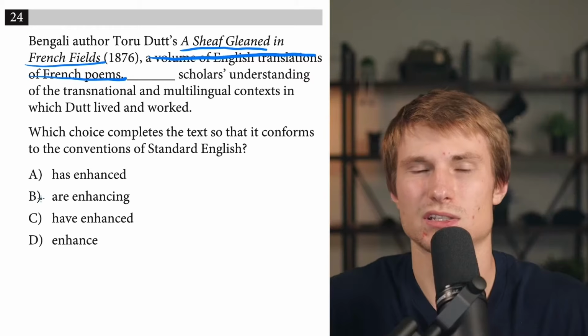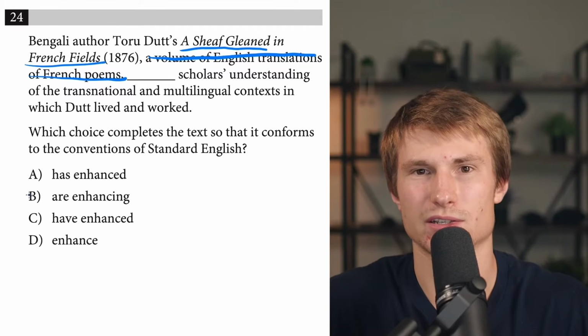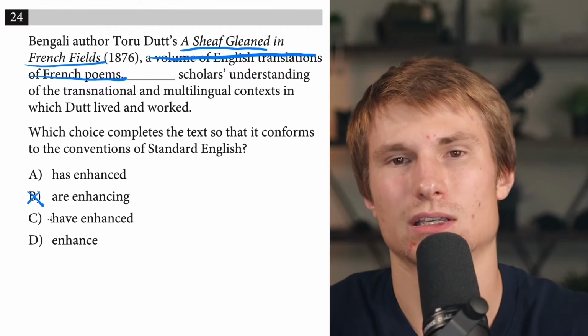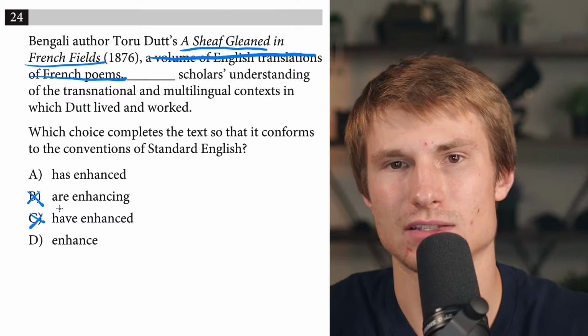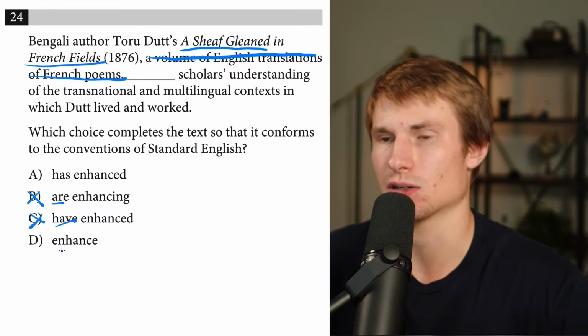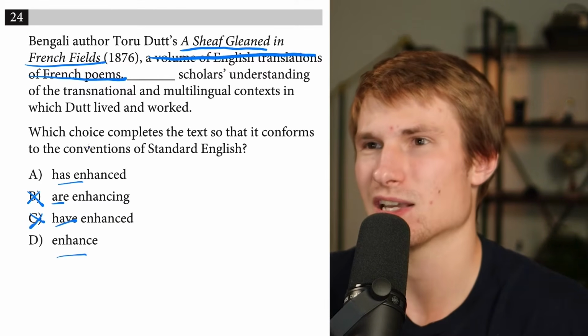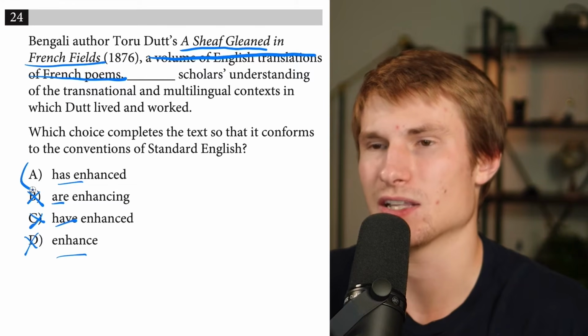It's singular. So since it's singular, we can get rid of are, okay? Because you could think they are, it would be he is, okay? They have, it would be he has. So we can get rid of both of those because they're plural, and we know we have singular. So then we're dealing between present tense and past tense. We know that this is in the past, okay? So we can get rid of D, and our answer would have to be A.